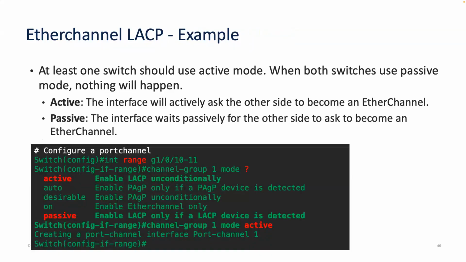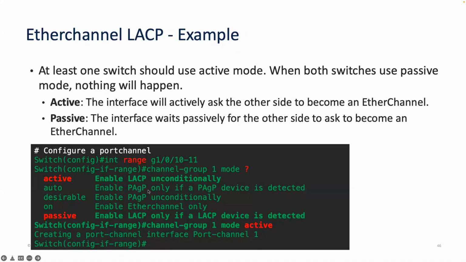And to configure an EtherChannel on Catalyst, as the first step you may use the interface range command. That allows you to configure multiple interfaces at once. Then you can group them into the EtherChannel. In this example, the port channel number is 1, and there are multiple modes that you can select.